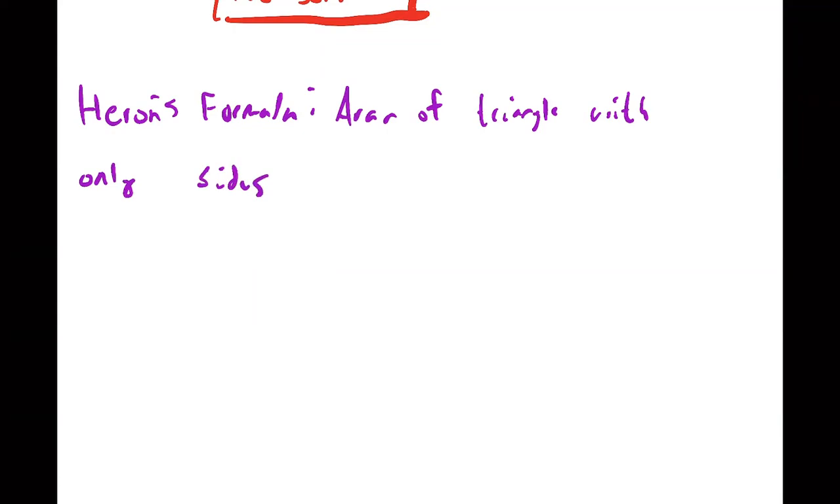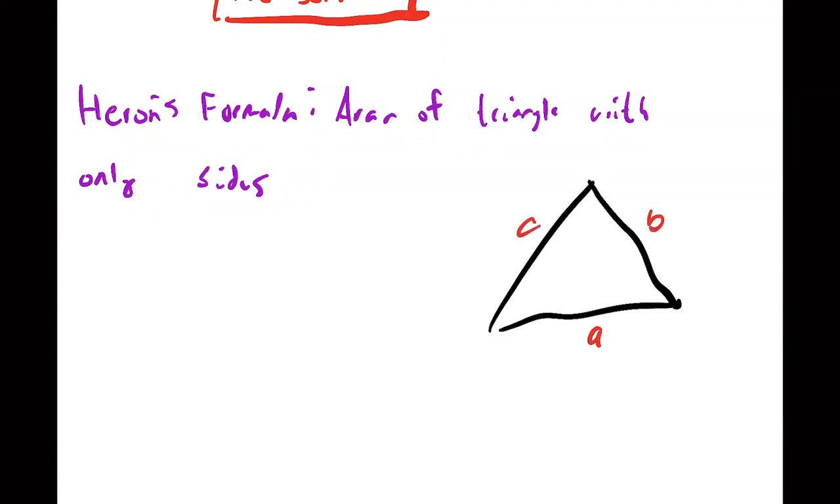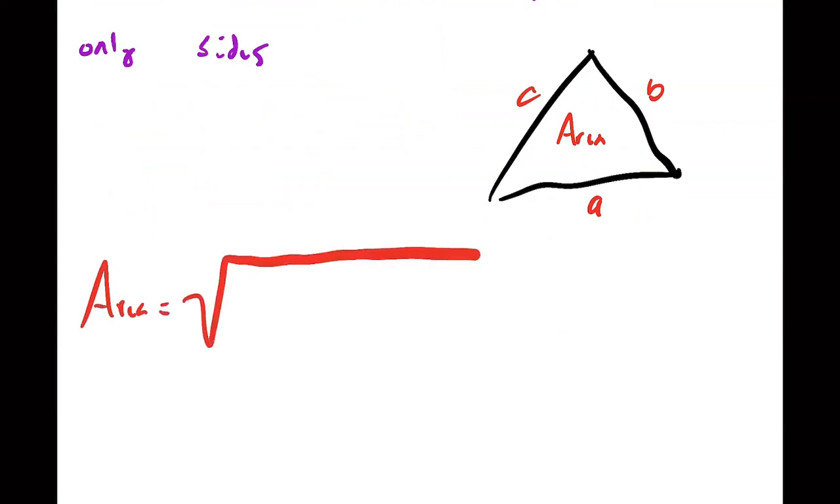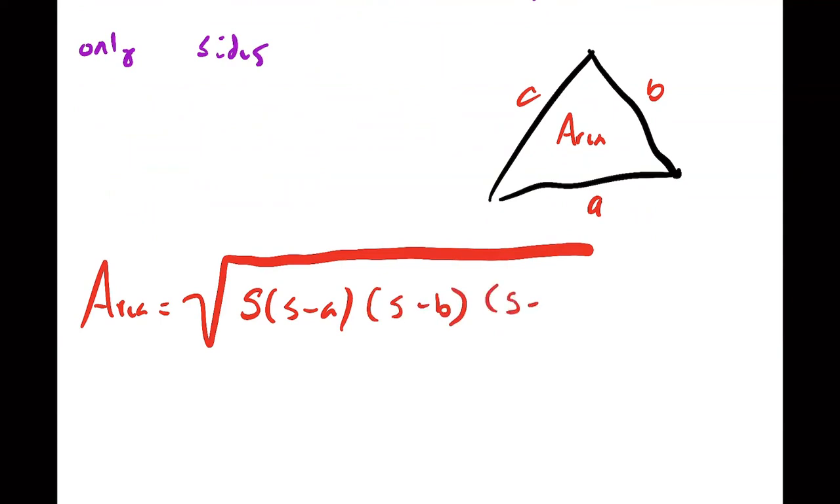So again, let's just suppose that we have a triangle here, and we only know the sides. This is side A, this is side B, and this is side C. Then we can find the area of this triangle with the following formula. The area is equal to the square root of S times S minus A times S minus B times S minus C, where S is equal to 1 divided by 2 times A plus B plus C.